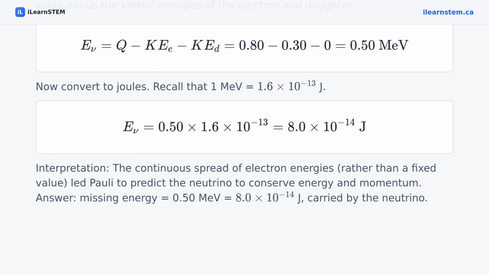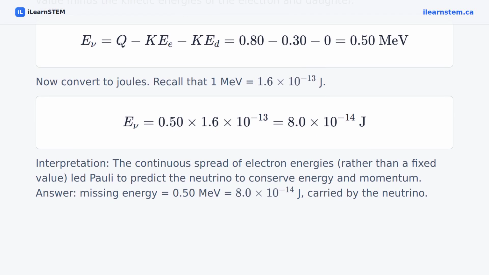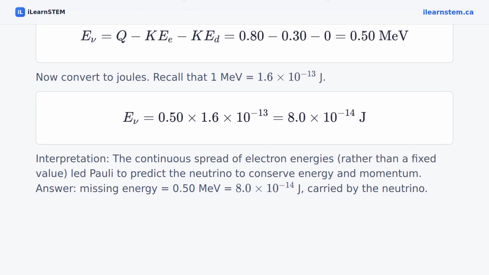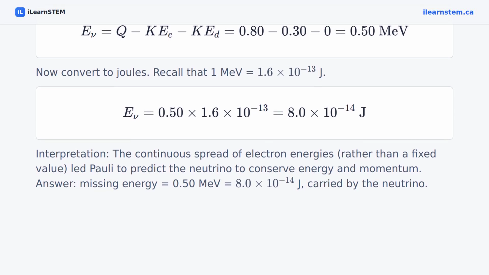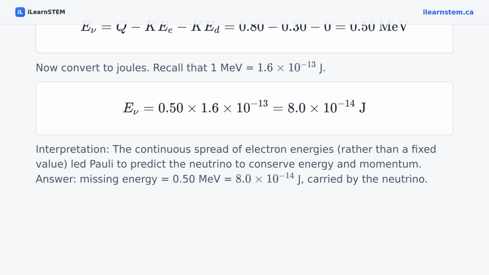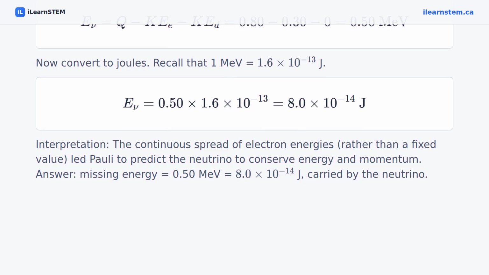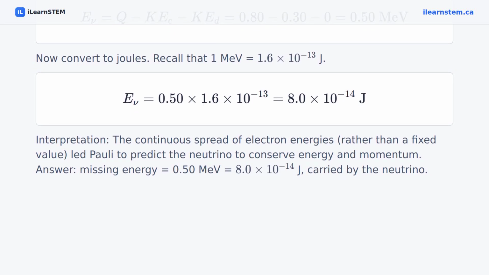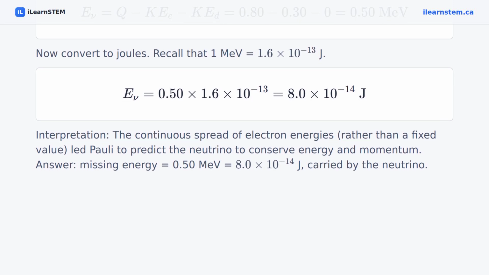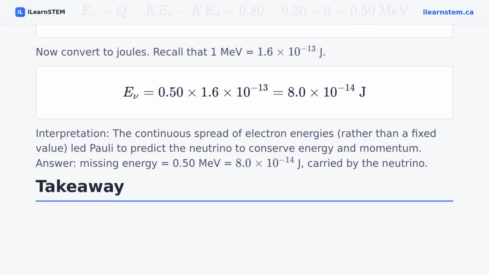The continuous spread of electron energies, rather than a fixed value, led Pauli to predict the neutrino to conserve energy and momentum. So the missing energy is 0.50 MeV, which is 8.0 times 10 to the minus 14 joules, carried by the neutrino. In beta decay, the continuous electron energy spectrum reveals that a third particle, the neutrino, must carry away the missing energy to satisfy conservation laws.